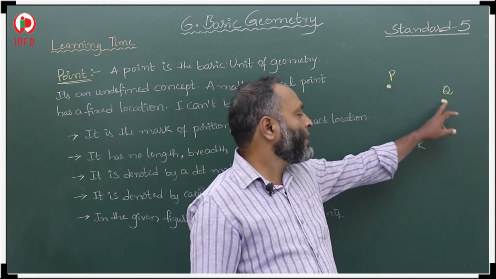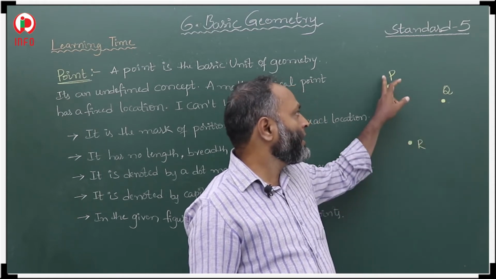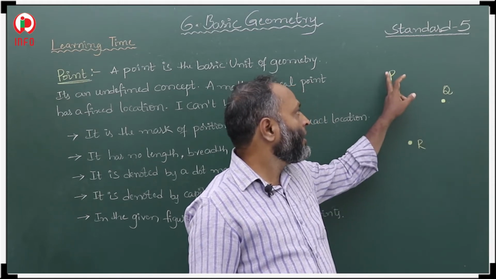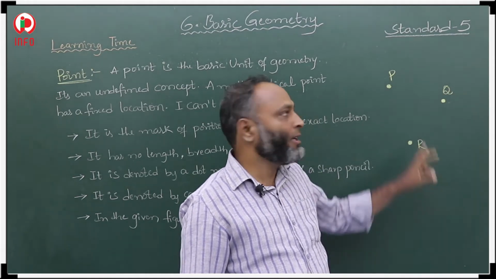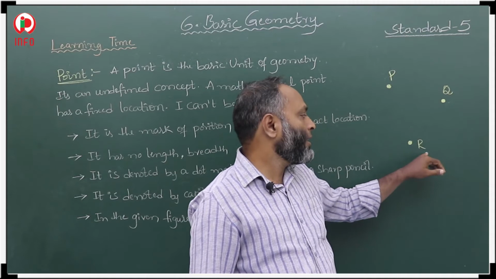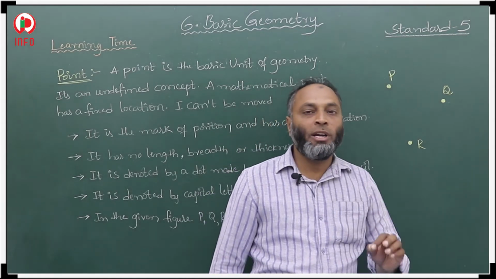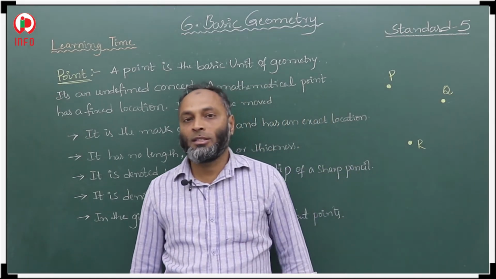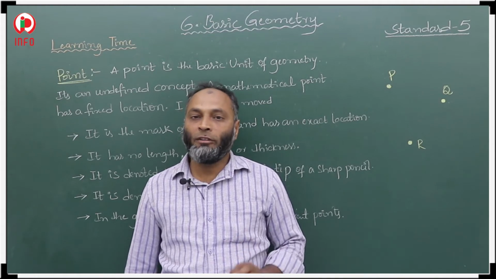Here three points are located, and these three points we show using capital letters. P is a capital letter, Q is a capital letter, and R is a capital letter. Points are denoted with capital letters.